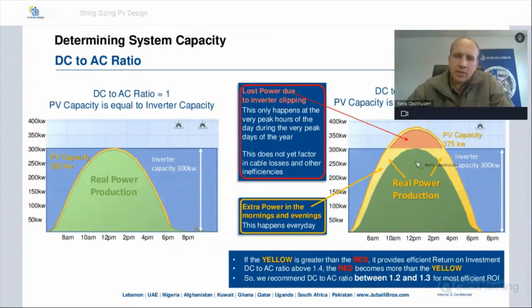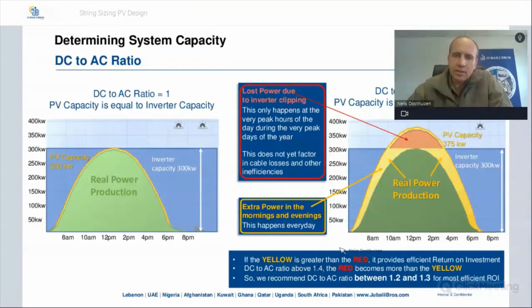But if you look at the picture on the right, it's got a DC to AC ratio of 1.25, meaning that PV capacity is 1.25 times the inverter capacity. So why do we go for a higher DC to AC ratio? If we look at the same graph again, our inverter capacity is still 300 kilowatt, but our PV capacity is 375 kilowatt. Just for reference, if the yellow is greater than the red, it provides efficient return on investment. The red is the section where it's greater than the inverter capacity.